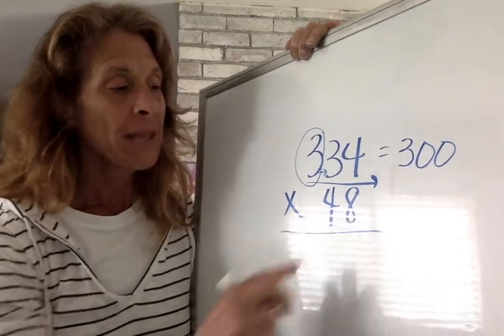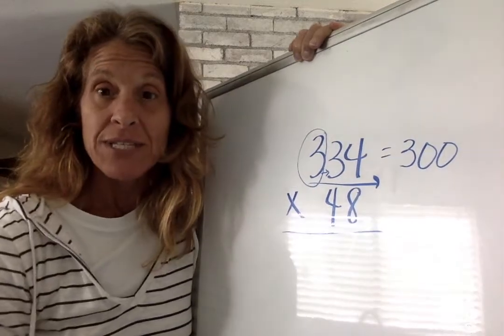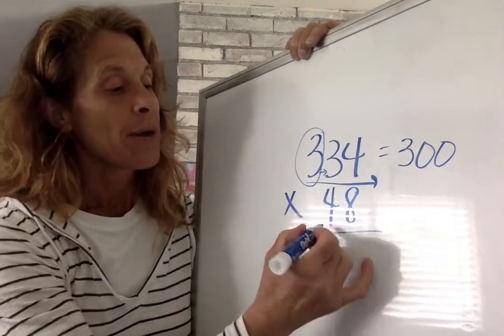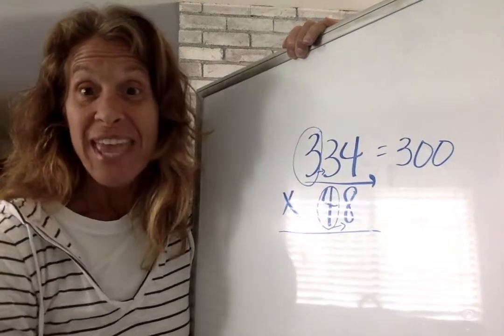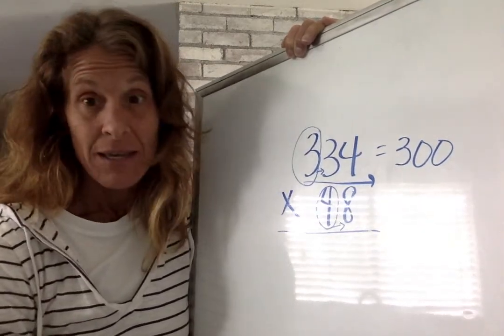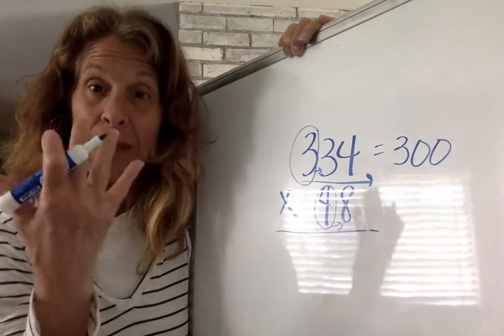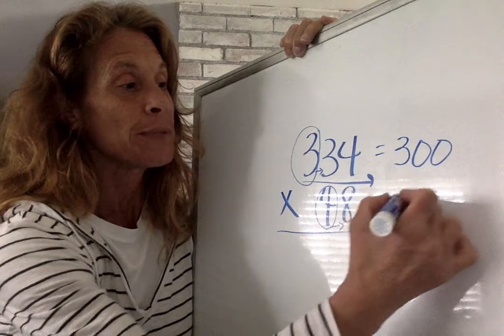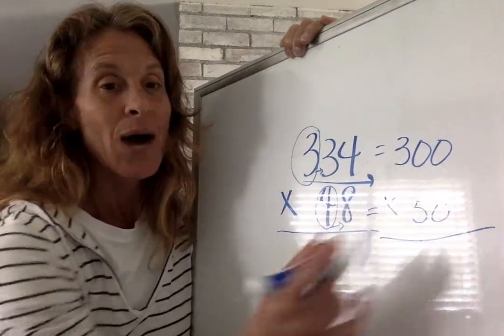Okay? Now 48 is a different story. 48, we're rounding to the nearest 10. So here's our tens place. We look next door. The 8 is larger than 5, higher than 5. So what do we do? We round up. 48 we would then round to 50. Now we do the math.